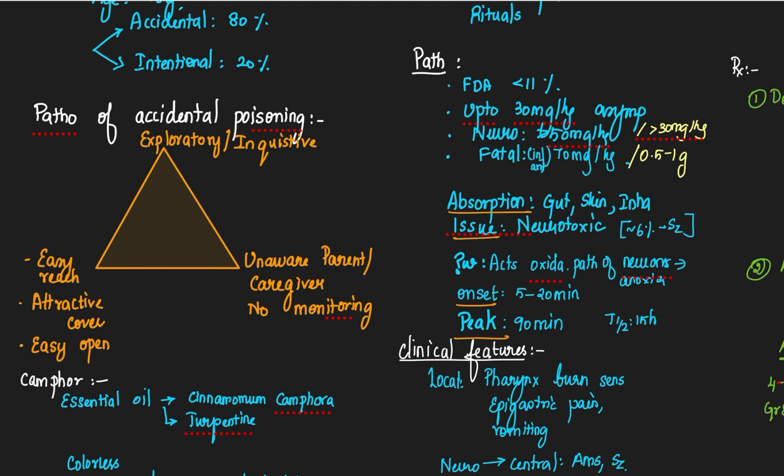And the environment is where the parent is unaware that the substance they have kept is, one, dangerous, two, easily within reach, and three, they don't monitor the child, especially when they know that something like this is within the reach of their kids. This gives the perfect setting for an accidental poisoning to happen.